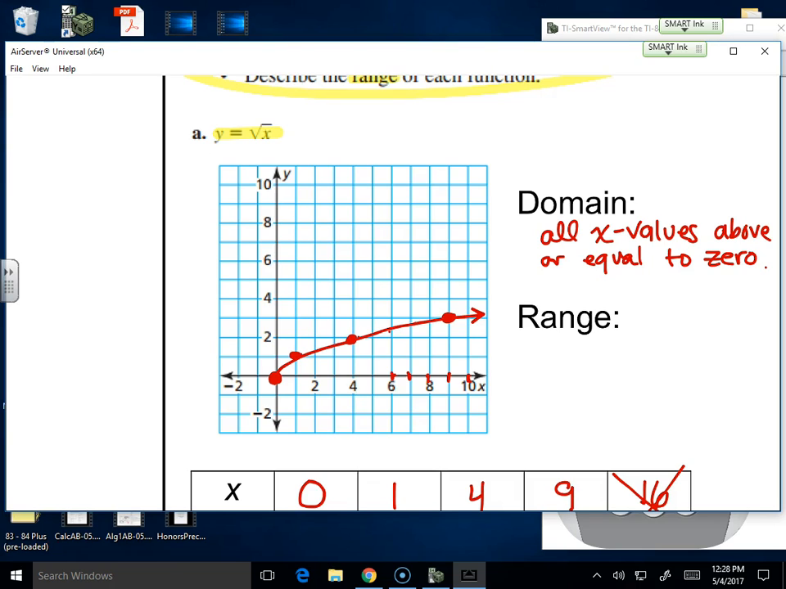All x values above or equal to 0. Guys, is there a cool math way of writing that? Oh yeah, we have to write that sentence every time. How do we write that? You can't say all real numbers.